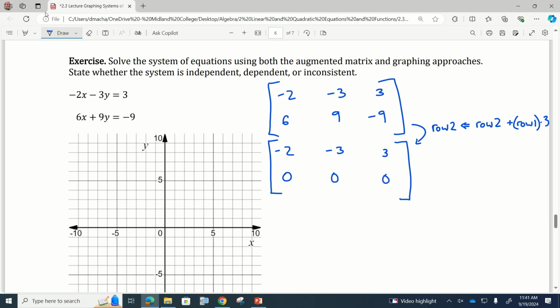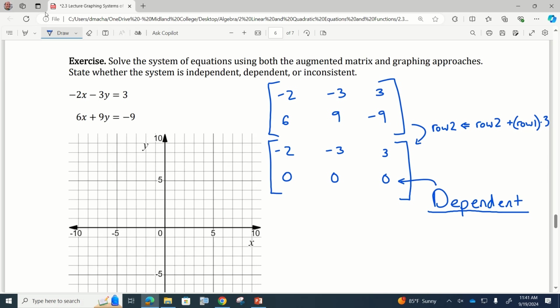That's 0. What does it tell you if you've got a row of all zeros? This is dependent. Yeah, and notice I didn't multiply by 0, but I only used my allowed row operations, and I still got a row of all zeros. That's how I know this is dependent.